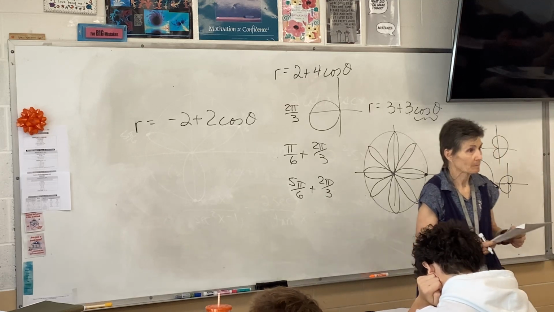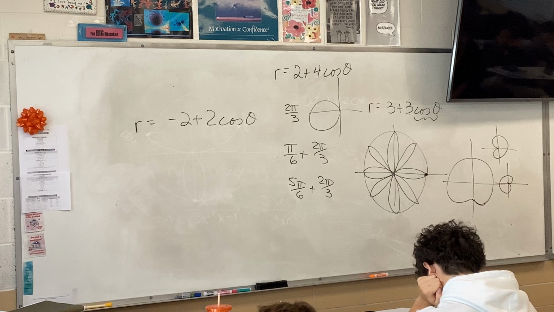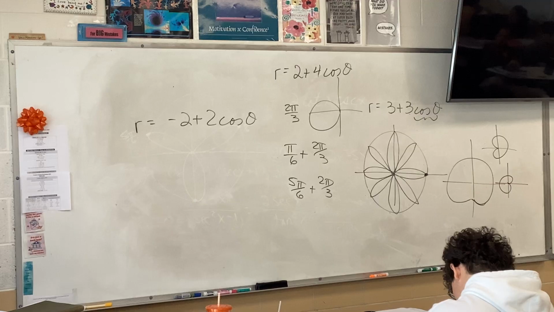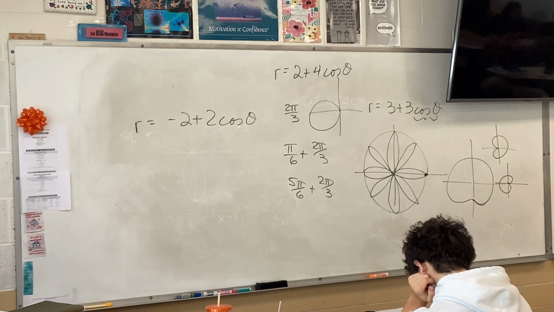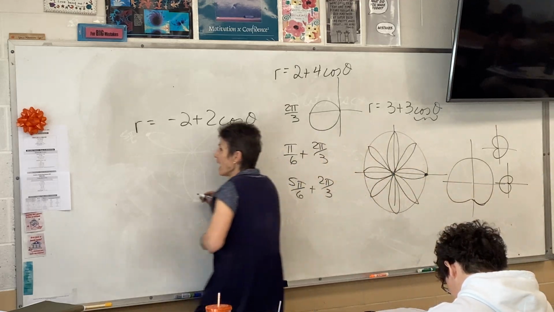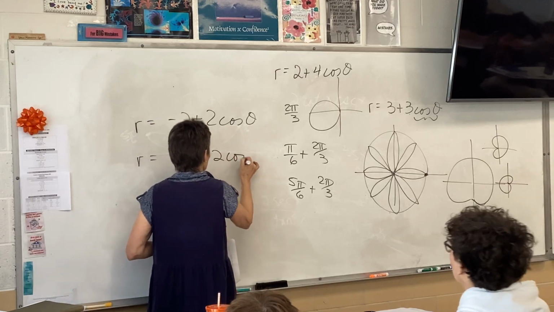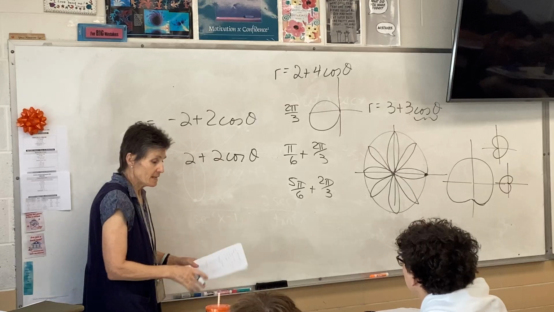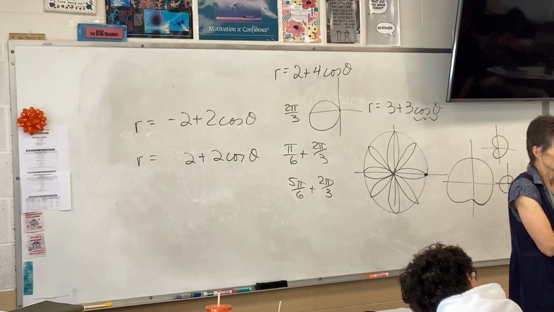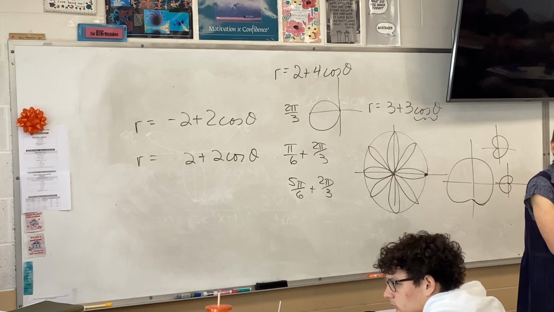I graphed both because I was confused on the calculator for number 2, like -2 plus 2 cosine and then 2 plus 2 cosine, they were the same. Like, did I do that wrong or are they supposed to be different? Tell me again, I missed part of that. So Declan says he graphed positive 2 plus 2 cosine, and those came out to be the same. That's kind of weird. Is there a reason for that, do you think?